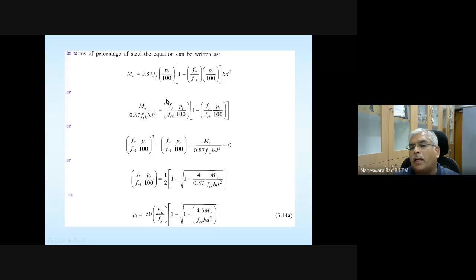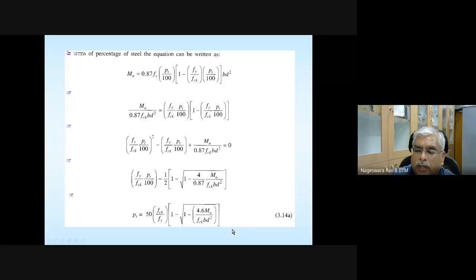And this equation can be rearranged in this manner, and this can be written in this manner. It is clearly a quadratic equation of the form ax square plus bx plus c. Take the realistic root, and then you are going to get this equation. You rearrange it. At least take a note of the last equation.